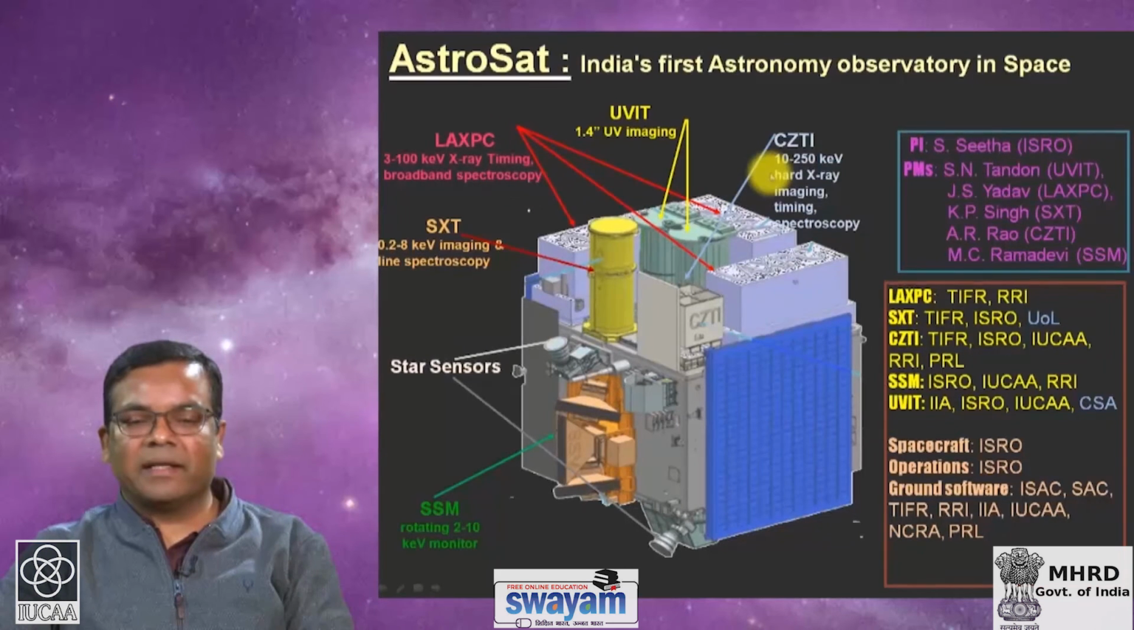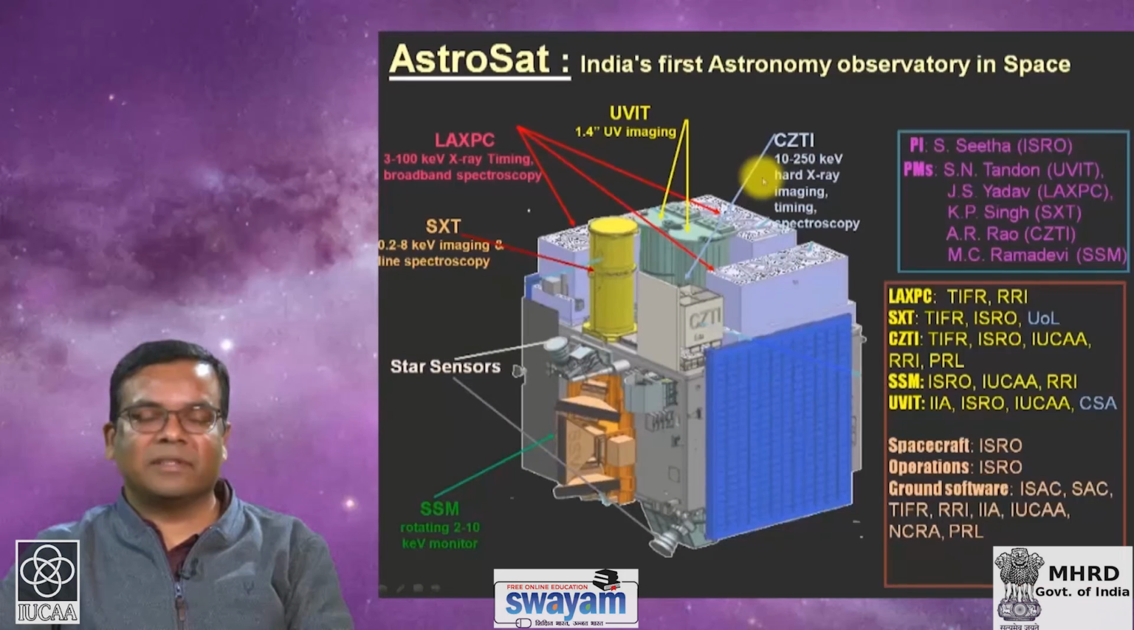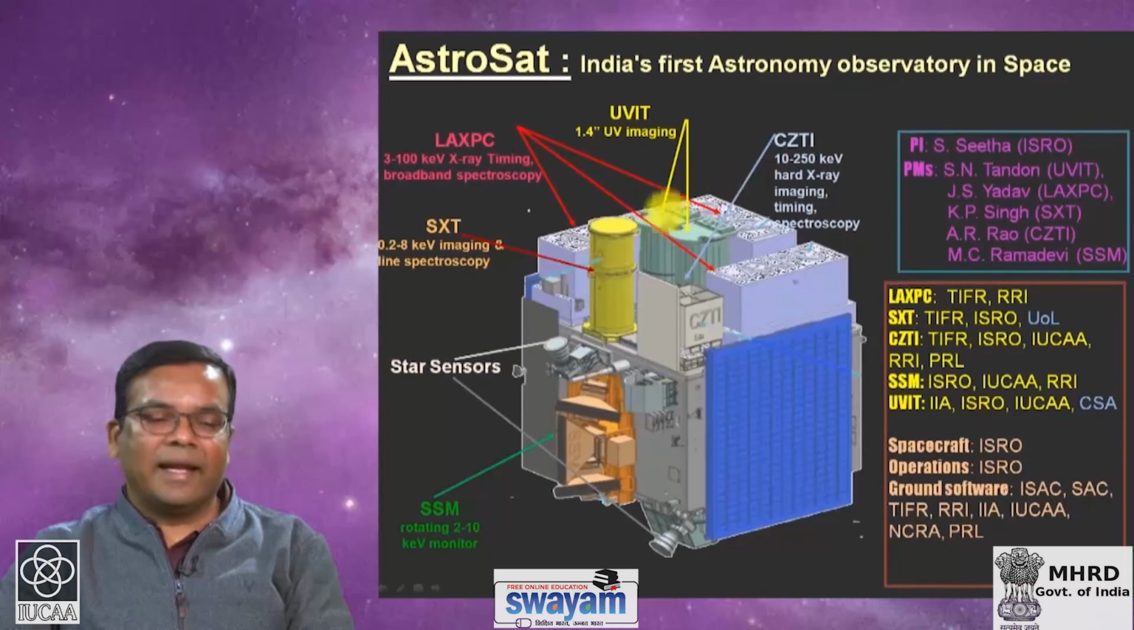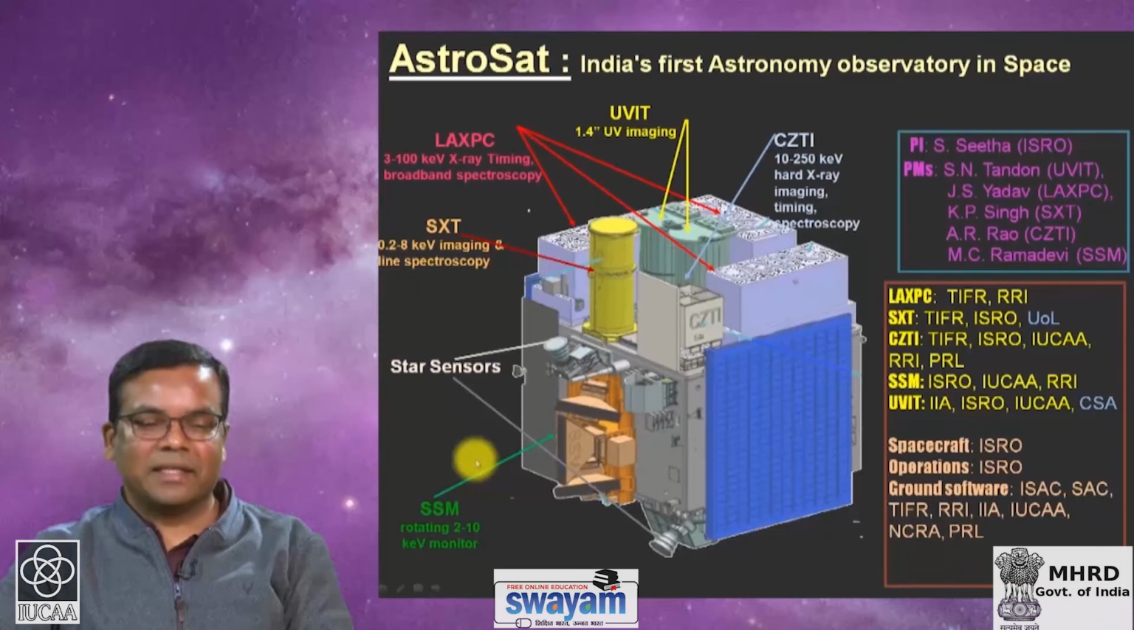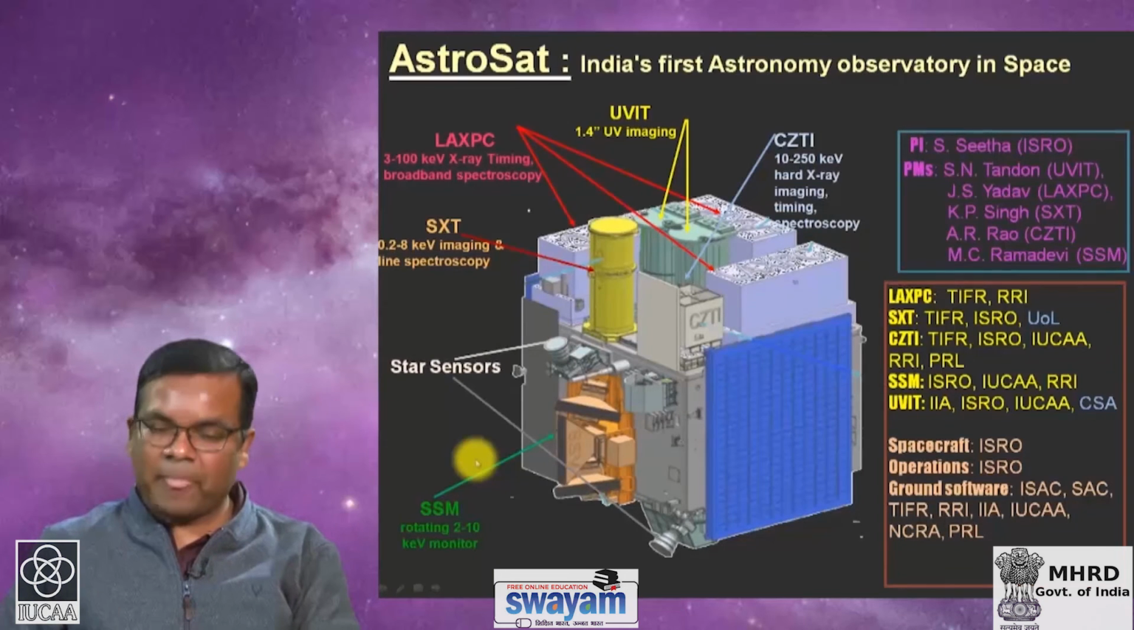In the hard X-ray band, there is another payload or instrument called CZTI, cadmium zinc telluride imager. It is sensitive in the 10 to 250 keV hard X-ray band, and it is good for spectroscopy of the brightest X-ray sources. In addition, there is a sky monitor known as the scanning sky monitor, which is sensitive in the 2 to 10 keV band, and it is essentially used to detect transient X-ray sources.